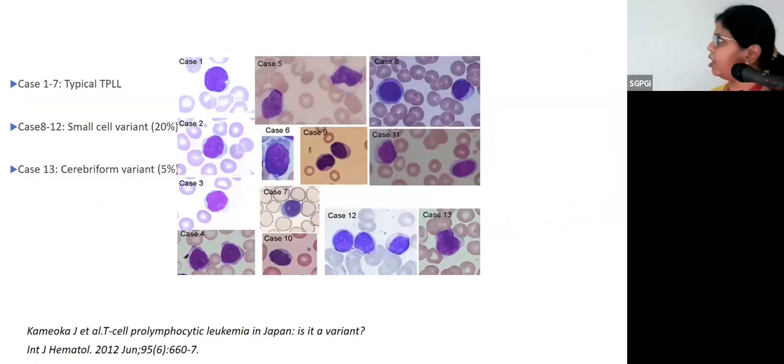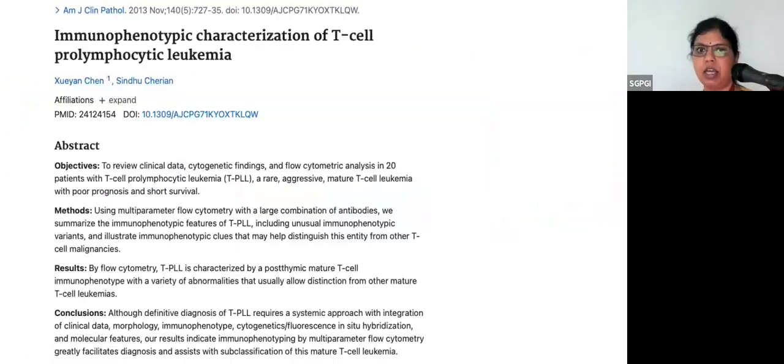So this is again from a paper from the Japanese group. They had analyzed 13 cases, and they have shown that typical PLL morphology was seen in 7, the rest 20% were the small cell variant and 5% the cerebriform variant. Now, since we are dealing with the flow cytometric approach, a bit about the immunophenotypic characterization of T cell PLL.